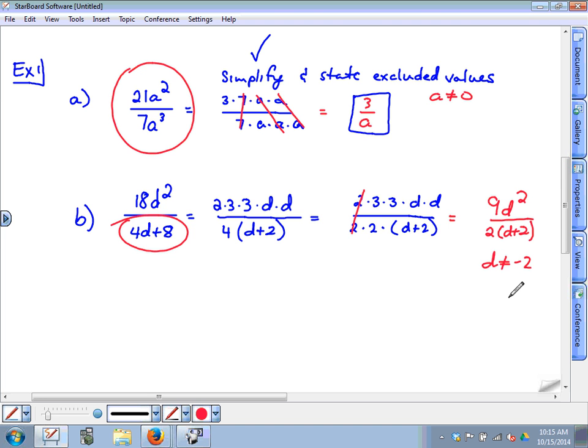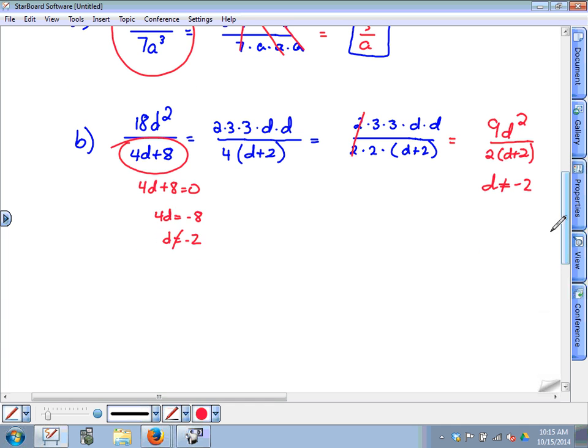Now, I don't expect you guys just to be able to come up with that number. Some people can, okay? But the real way that you ought to do this is, if we're trying to find the excluded values, you take the denominator, set it equal to 0, and just solve that easy equation. If you subtract 8, you have 4D equals negative 8. And then if you divide by 4, you get D equals negative 2. That's your excluded value. D cannot equal that. Okay? Still easy, right? Let's try part C.